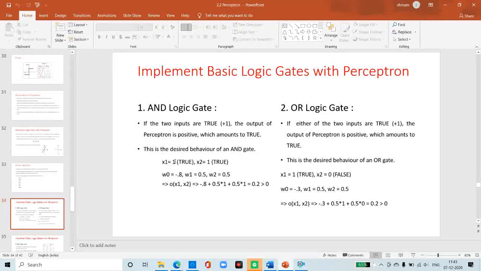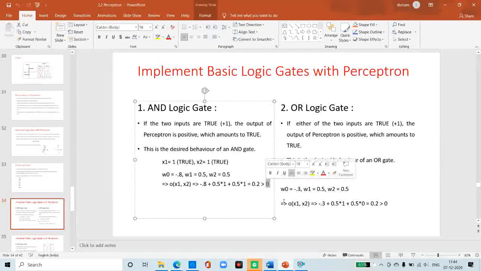So if x1 equals 1, that is true, x2 equals 1, true, w0 equals minus 0.8, w1 equals 0.5 and w2 equals 0.5, then the output of the neuron equals minus 0.8 plus the summation of w1 x1 plus w2 x2, which gives 0.2, greater than 0. So in that case the output is 1.